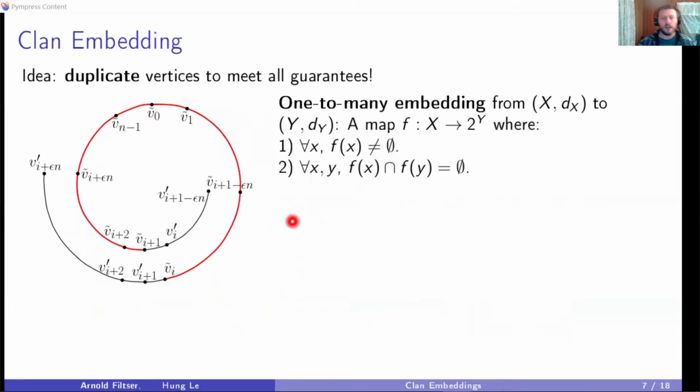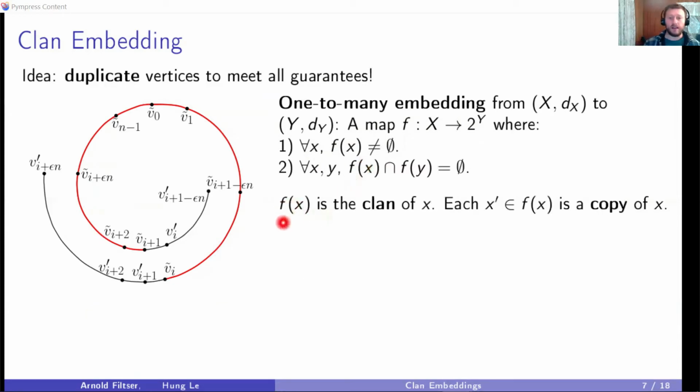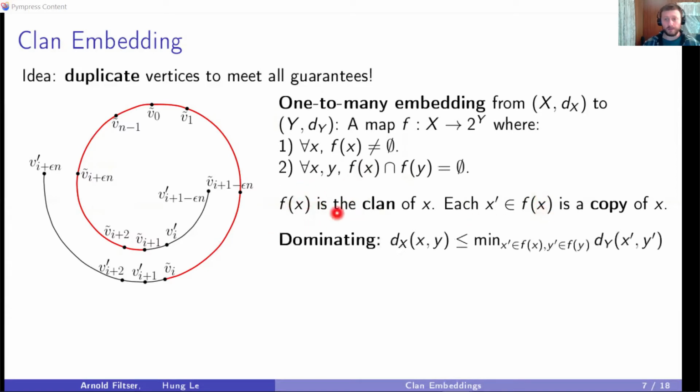Let's try to formalize it. What we'll have here is a one-to-many embedding. Specifically, it's an embedding from a metric space X to subsets of points in the metric space Y. So each point x will map to a subset in Y. The requirement is that for every point x, the subset f(x) will be non-empty, and for every 2 points x and y, their subsets f(x) and f(y) will be disjoint. Okay, so this is a one-to-many embedding. This subset f(x) will be called the clan of x, and each x' will be called a copy of x. So a clan, and the members of the clan are called copies.